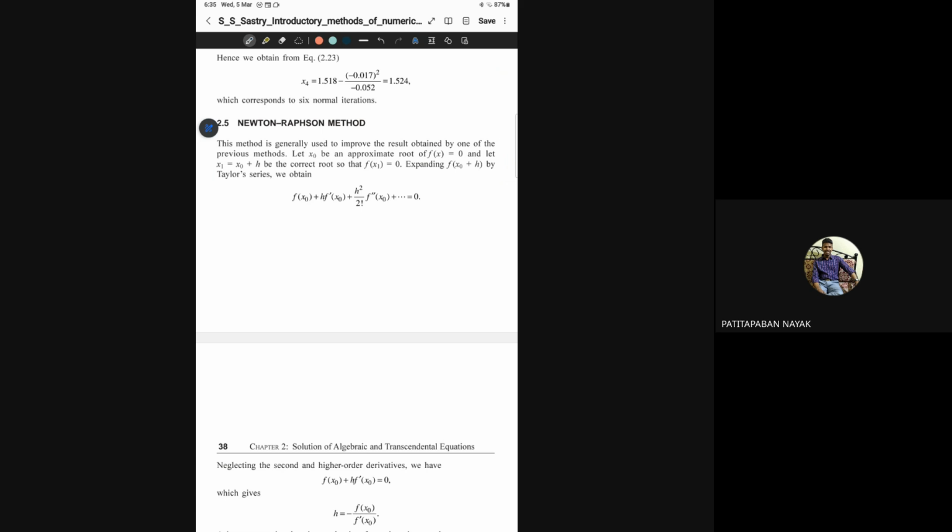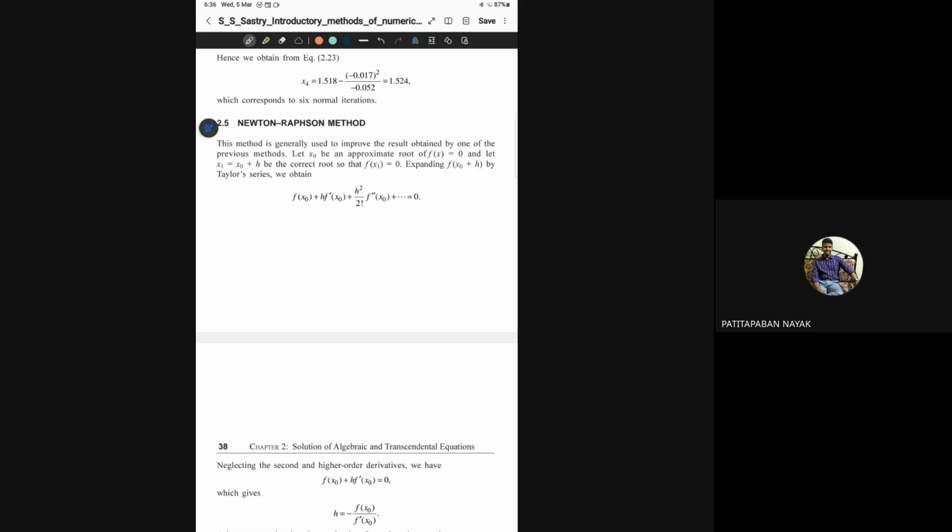This method is generally used to improve the results obtained by one of the previous methods. Let x0 be the approximate root of f(x) = 0. Here we do not take two values, you just guess one value. That guess will not be the solution. Suppose x^5 - 1 + 2x = 0. I will put 1. 1 will not satisfy the equation, I know, but that is my quick guess. So that guess is x0.